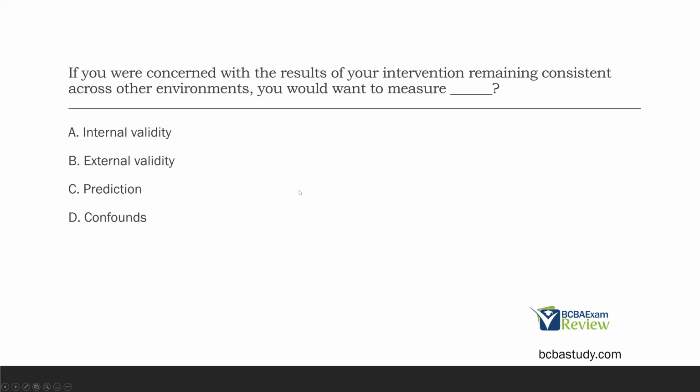Now, what about prediction? Prediction is before the intervention, right? We're predicting what's going to happen when we do intervene. And then confounds are variables that we did not know existed that have an impact on our results. That's not what we're measuring. We're measuring generality. In other words, we're going to measure the external validity.